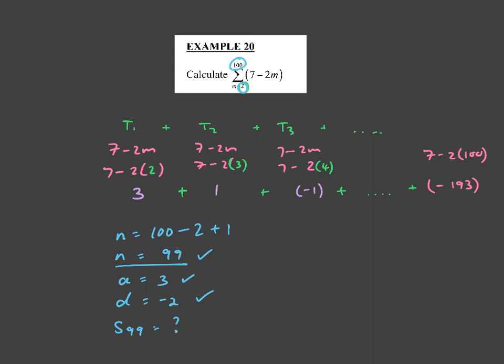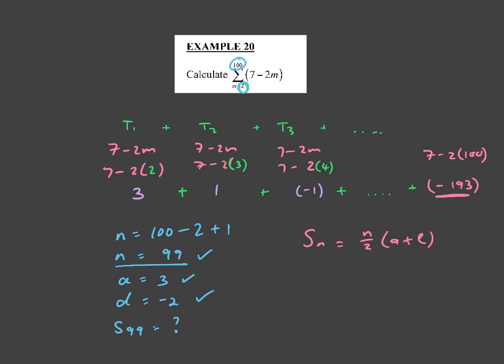And it doesn't matter which formula you use. Because I have the value of the last term, it's sometimes easiest to use this one, n over 2 times a plus l. If you have the value of the last term, that's the one you've got.